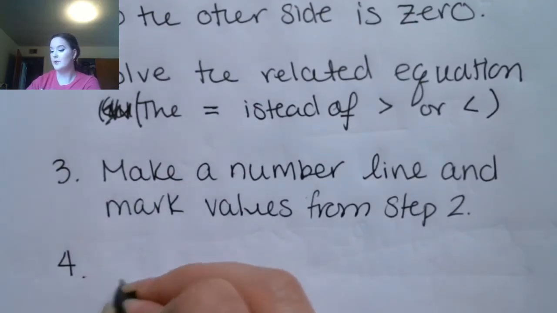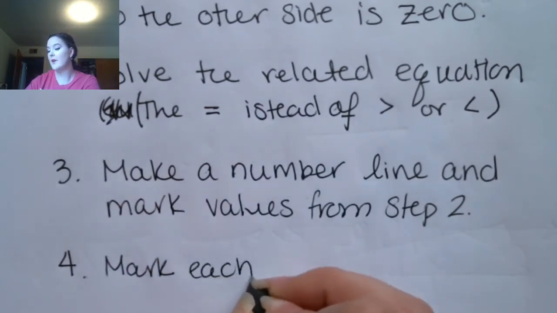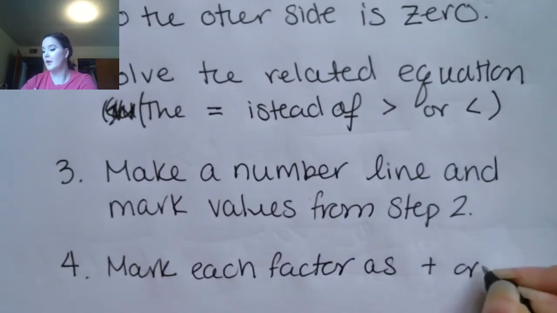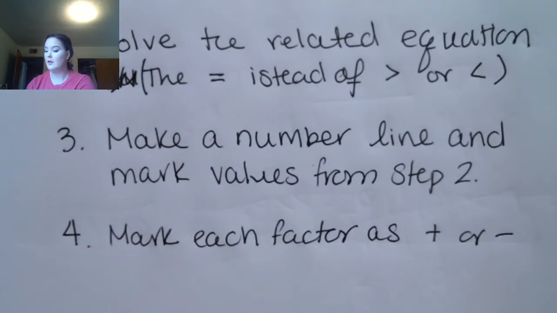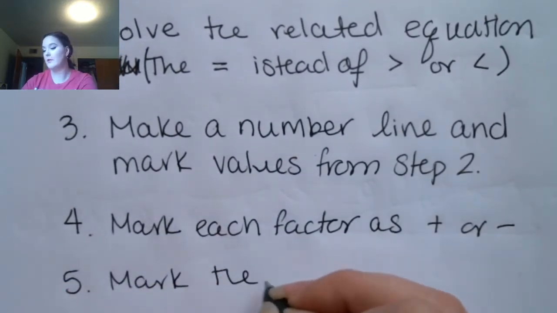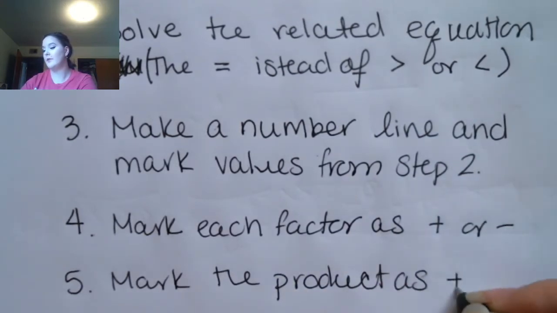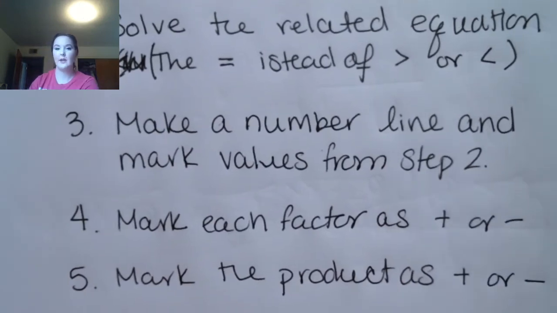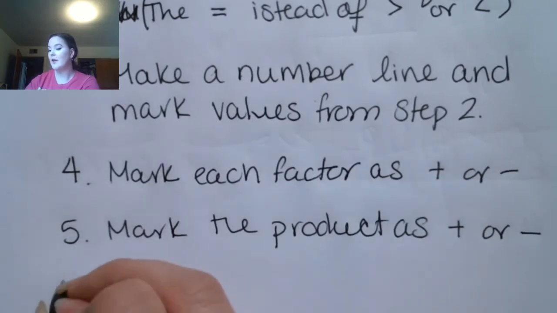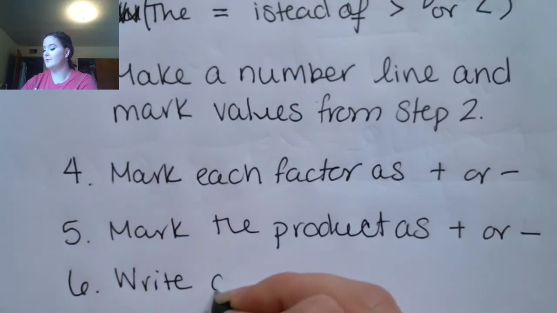Then we are going to mark each factor as positive or negative. And then we're going to mark the product as positive or negative. This part is a little bit mysterious until you see what I'm talking about. And then our last step is going to be to write our answer as an interval.